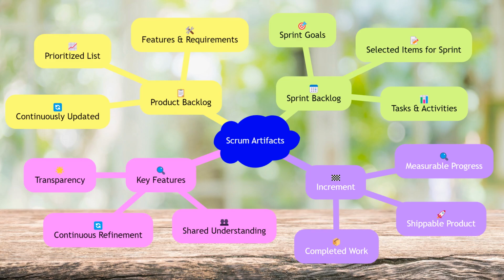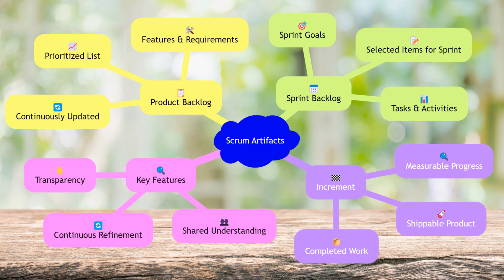Scrum artifacts provide key information that the Scrum team and stakeholders need to understand the product being developed and the activities being performed. The primary artifacts in Scrum are the product backlog, the sprint backlog, and the increment. Each artifact contains specific details that help the team manage their work and track progress. These artifacts are designed to maximize transparency and provide a clear, shared understanding of the work.